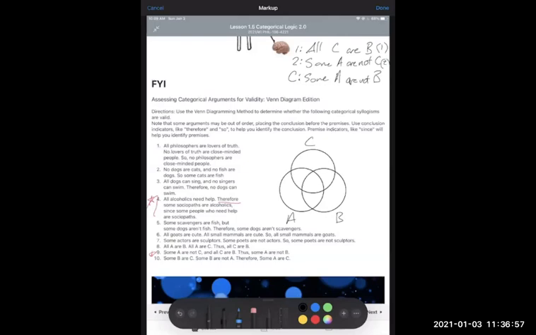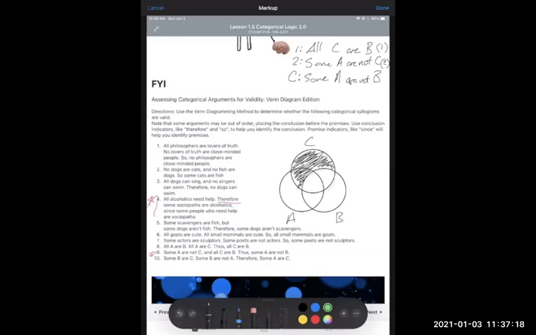So all C are B. Every single C in existence is in the B region. So that means that this section right here simply does not exist because every C is within this football shape right here. All right, so that's every C is in the B region.